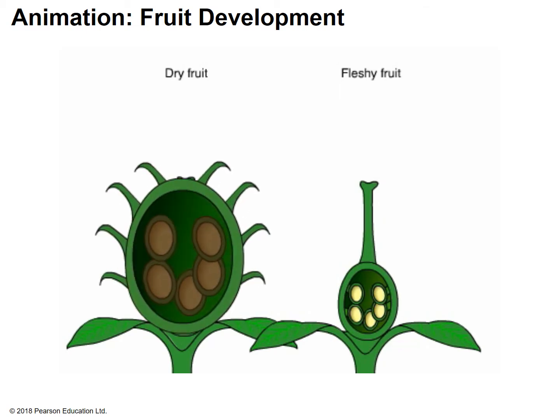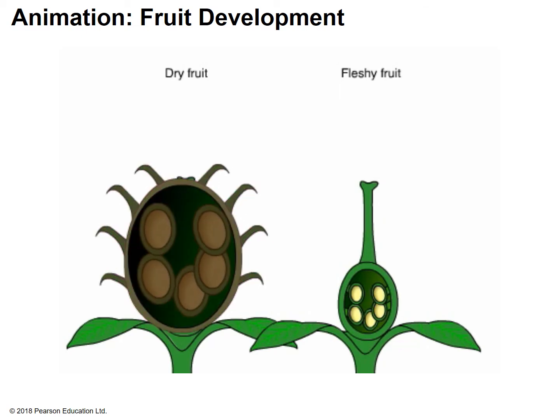It may develop hooks that catch animal fur, as in this example. Or the ovary and other flower parts may form a wing or parasol or hairs to catch the wind. Sometimes the dry ovary builds tensions that, when released, will shoot the seeds into the air.